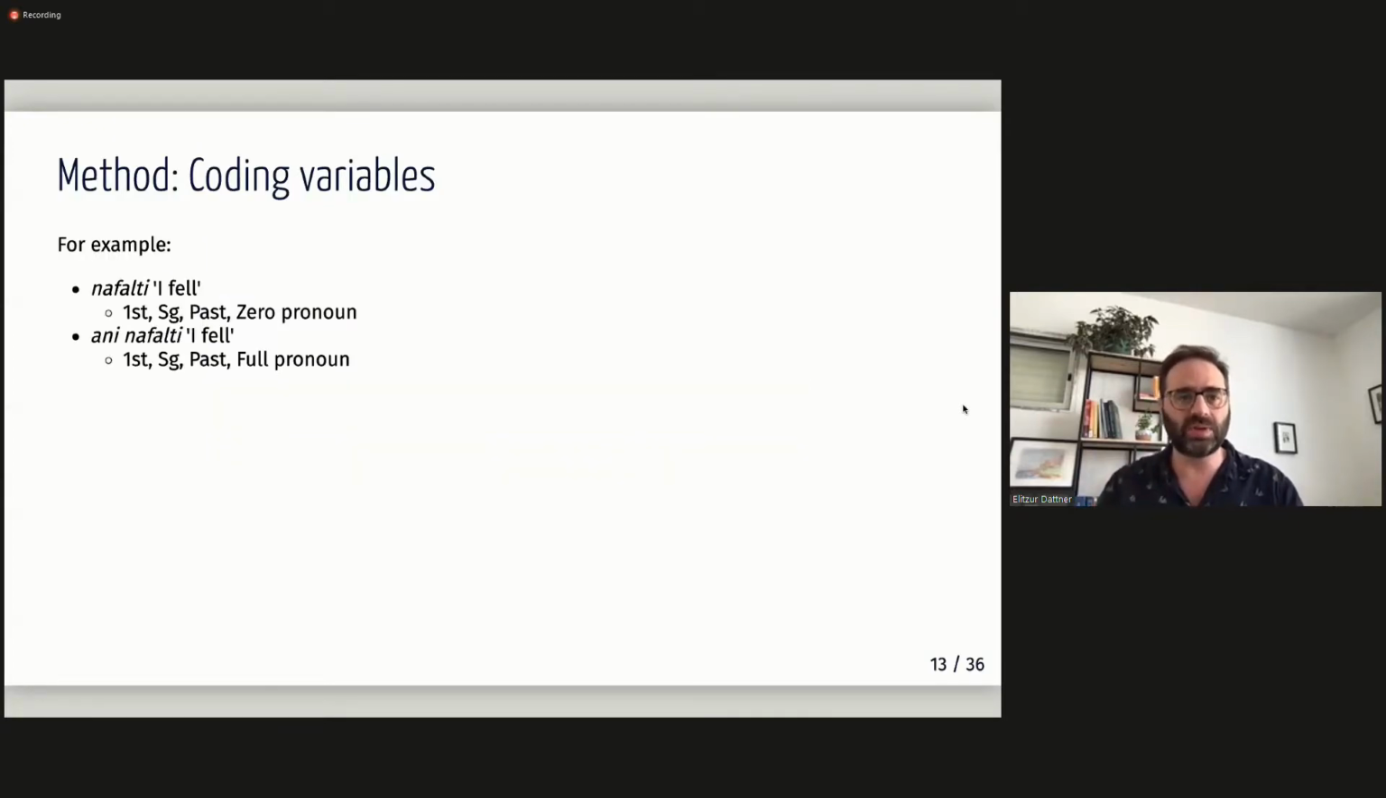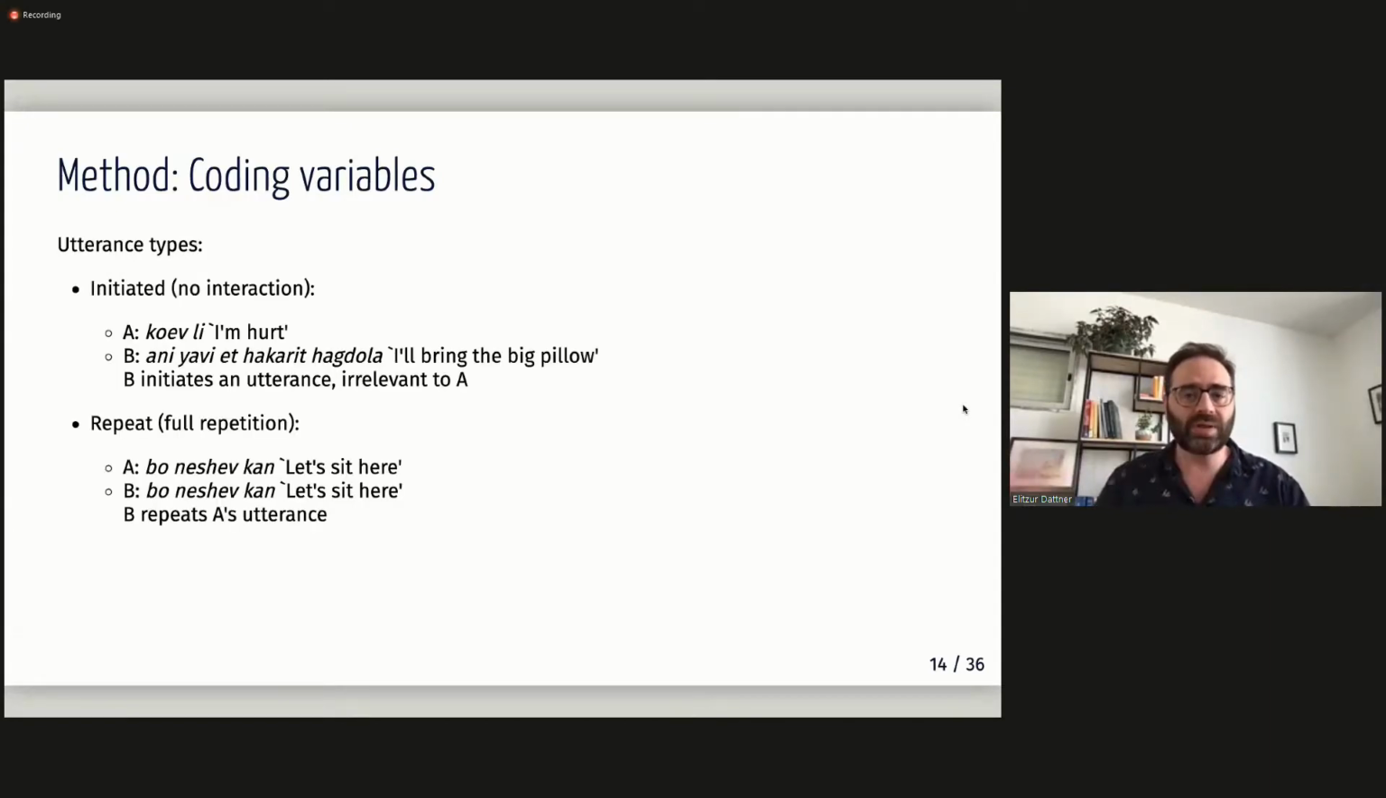For example, we have nafalti, I fell, which is first singular past zero pronoun. But you can also say ani nafalti, which is again I fell, but here it's a first singular past full pronoun. And what about utterance type?